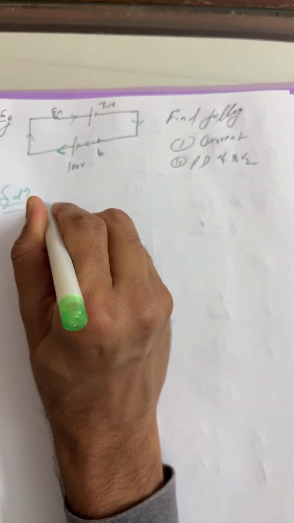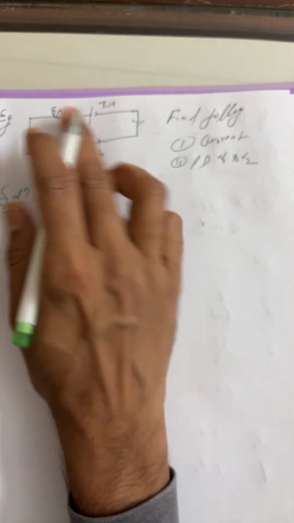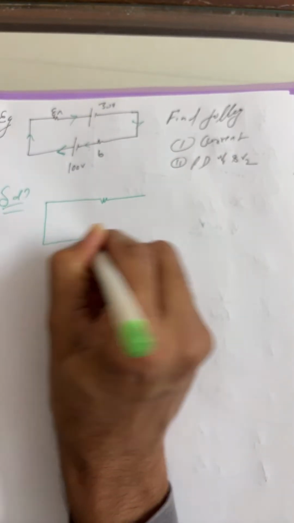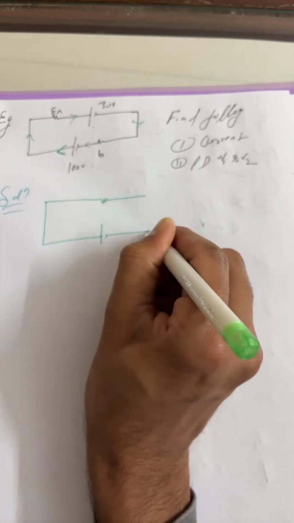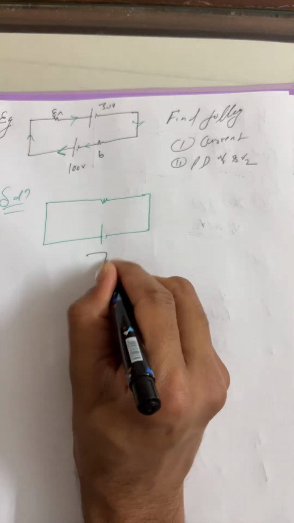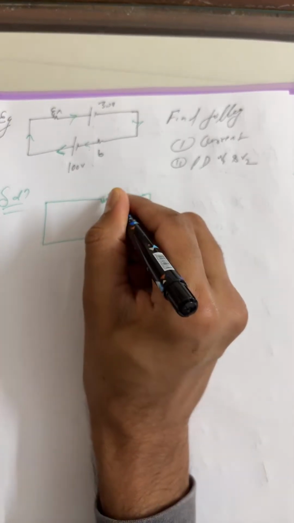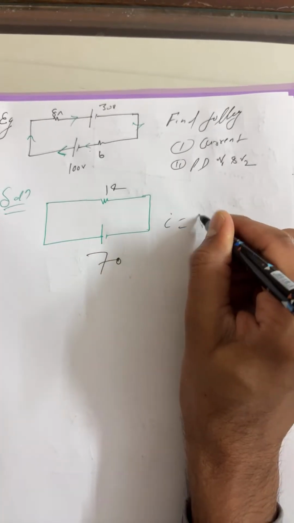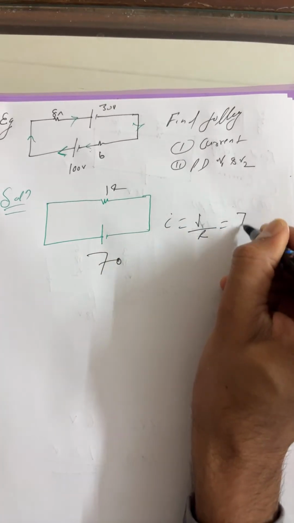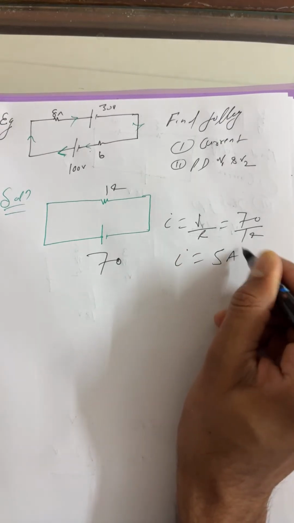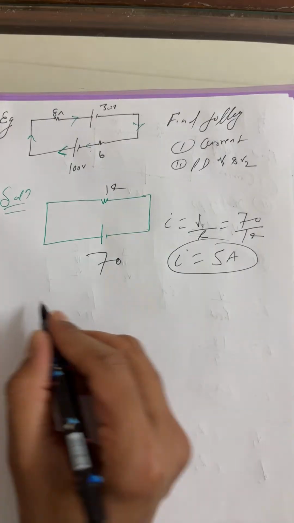So first, beta, you have to rearrange the circuit. 8 plus 6 is 14, in series. So first you have to draw the circuit, rearranged. It's very simple. You can see this is 70, and 8 plus 6 is 14. So I is equal to V by R, which is 70 by 14. So I is equal to, my dear, 5 ampere.